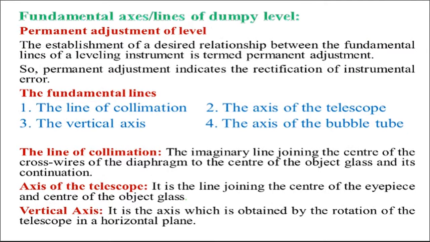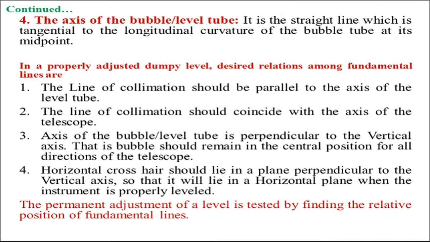Next one, axis of the bubble tube or axis of the level tube. It is the straight line which is tangential to the longitudinal curvature of the bubble tube at its midpoint. Okay, so these are the four lines, and we have seen the definition of these four axes or lines. Now, what is the relation between these lines or axes that we are going to study?